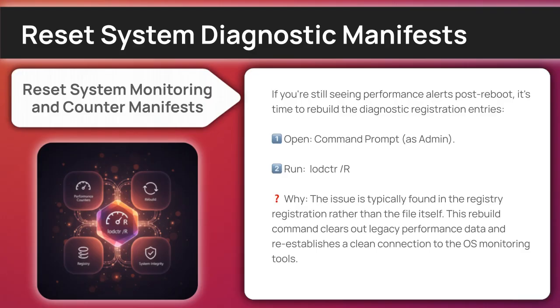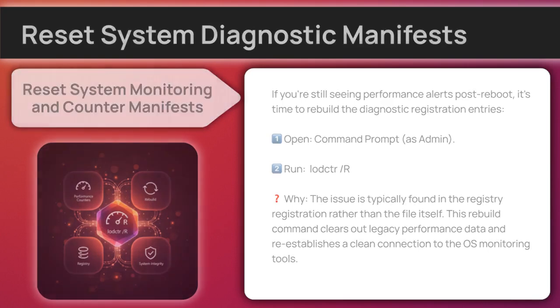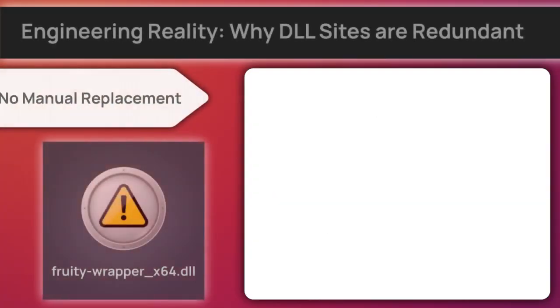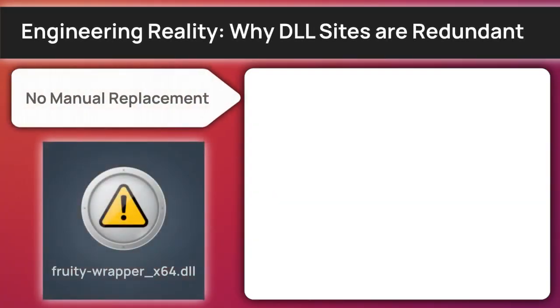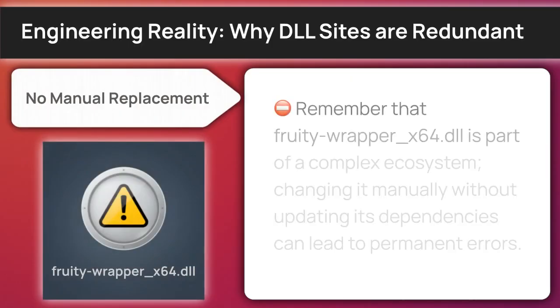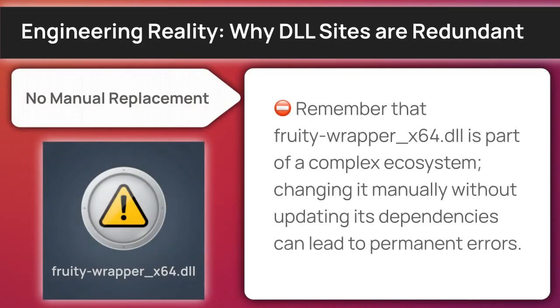Well, the issue is typically found in the registry registration rather than the file itself. This rebuild command clears out legacy performance data and reestablishes a clean connection to the OS monitoring tools. I'd like to provide a brief technical warning about the risks of using unofficial file repositories. Manual intervention with Fruity Wrapper 64 module DLL is technically dangerous because it risks overriding newer, secure system libraries with older vulnerable versions that lack modern security patches.